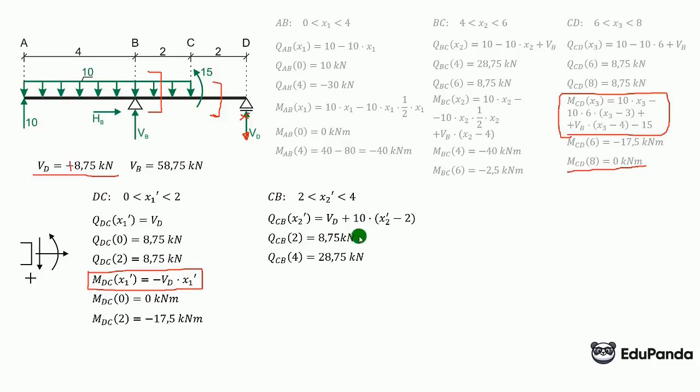Now we can also compare what we calculated here for the 2nd meter and for the 4th. So it's as if we were here in segment BC. When we were in segment BC, we calculated for the 6th meter. The 2nd meter from the right side is the 6th meter from the left side. The value of the moment for the 6th meter was minus 2.5. The shear force is 8.75 for the 6th meter, which is 8.75 for our 2nd meter from the right side. As for point B, the 4th meter from the right side is the 4th meter from the left side, which is what we calculated here.